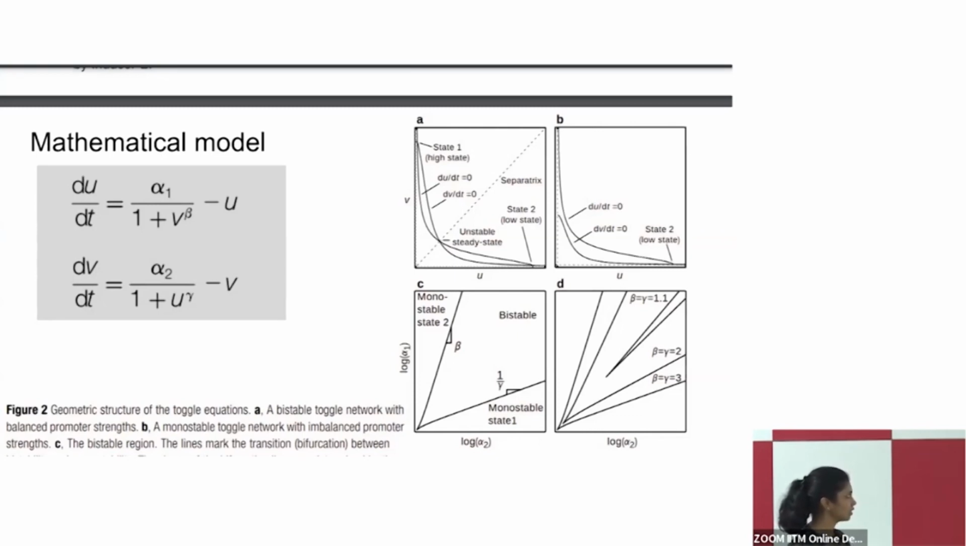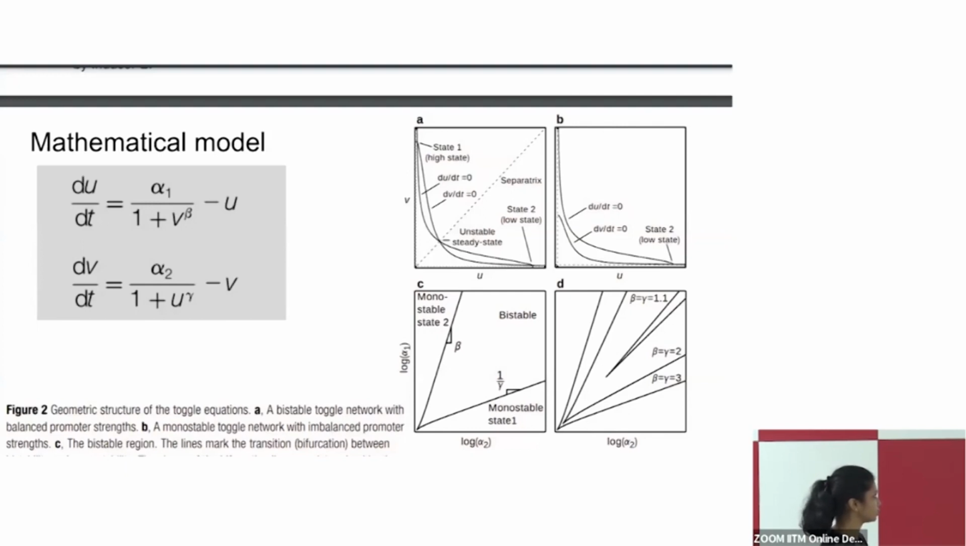So using this model, what they have done is they have plotted the phase space, which means they have equated these two equations to zero and found out how the concentrations of the two repressors vary. And over here, what they find is that equating these two equations to zero, we get three stable points.